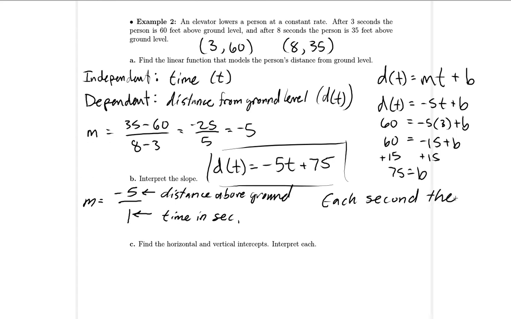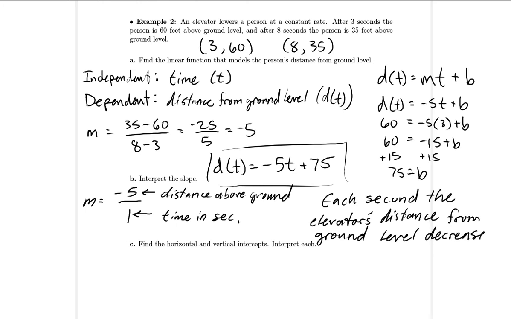Each second, the elevator's distance from ground level decreases, right? And decreases takes care of that negative. Decreases by 5 feet. So one thing you don't want to do is say decreases negative 5 feet, right? Because that's saying the same thing twice, and it kind of undoes itself. So when you say the word decreases, that takes care of the negative, and so here you just say 5 feet.